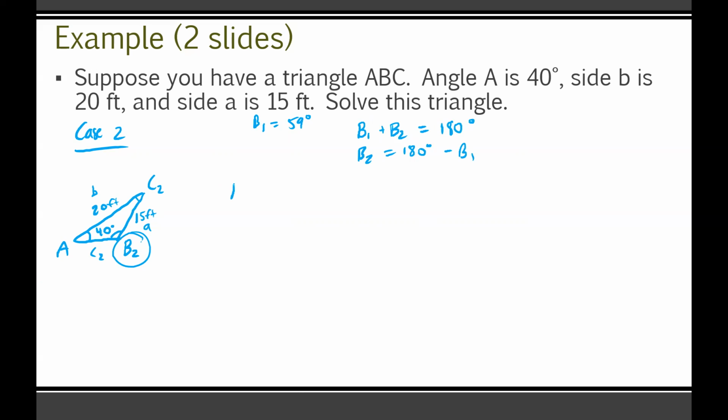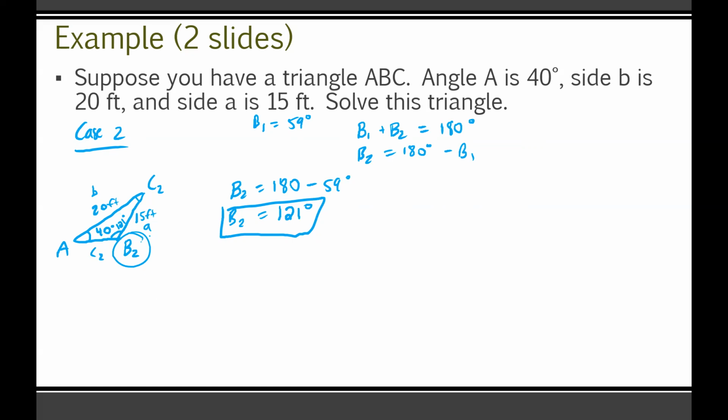So let's solve for that. B2 is going to equal 180 degrees minus 59 degrees. And then that means that B2 is going to equal 121 degrees. Put a box around that, just like we did before, because we want to keep those answers good and straight. It's going to be kind of hard to write that in here, but I'll do my best. 121 degrees. That should be pretty good.